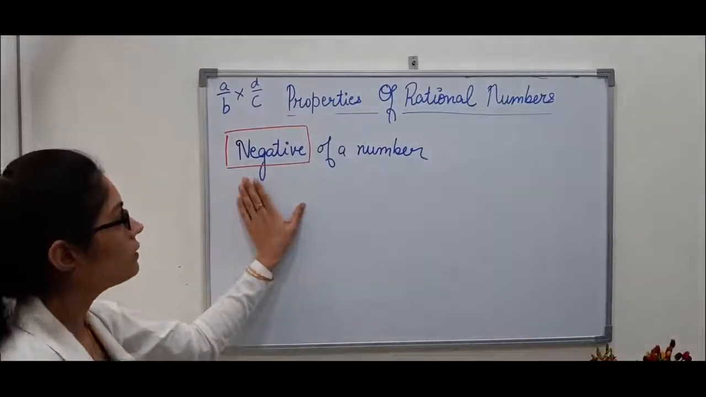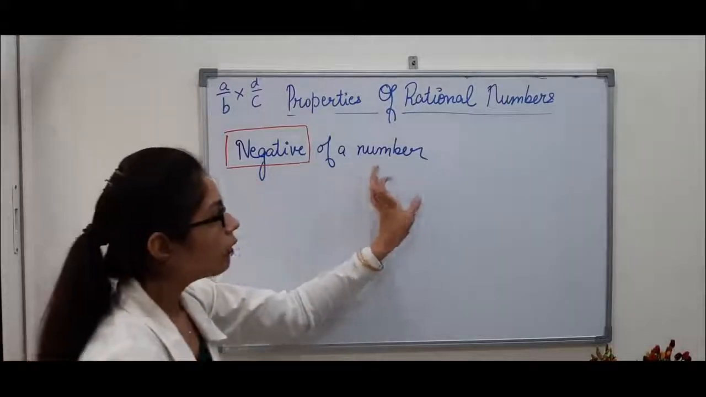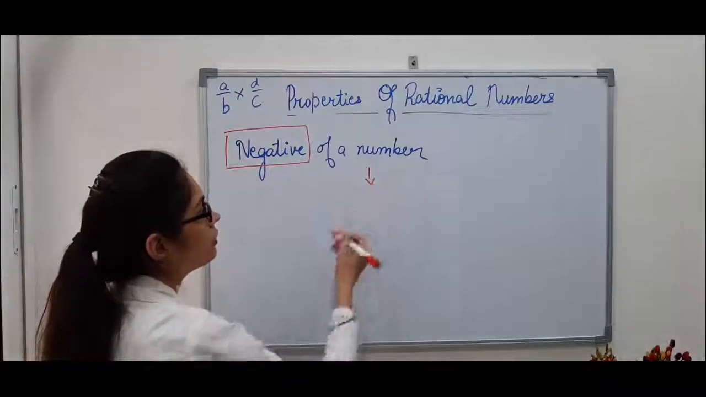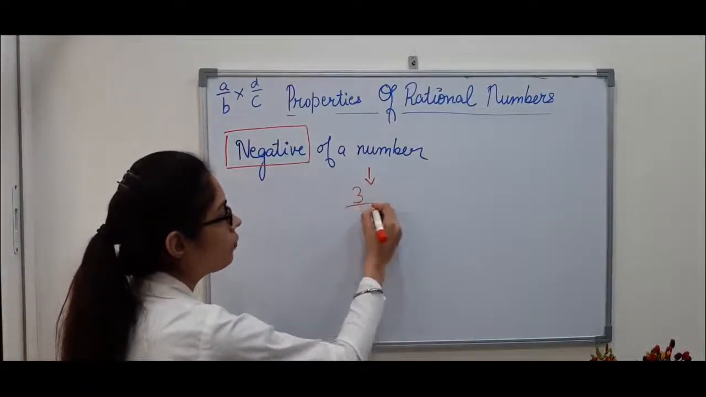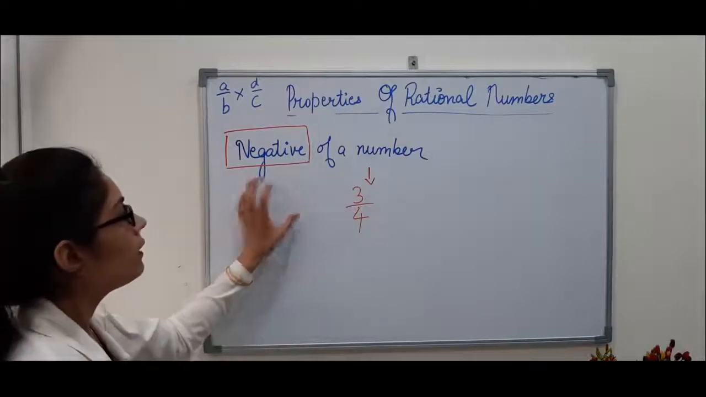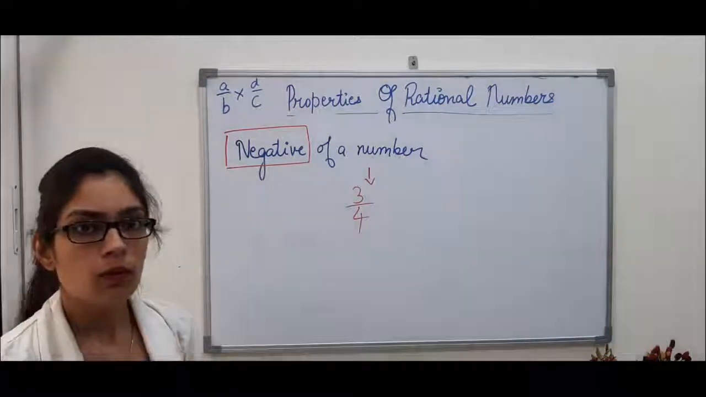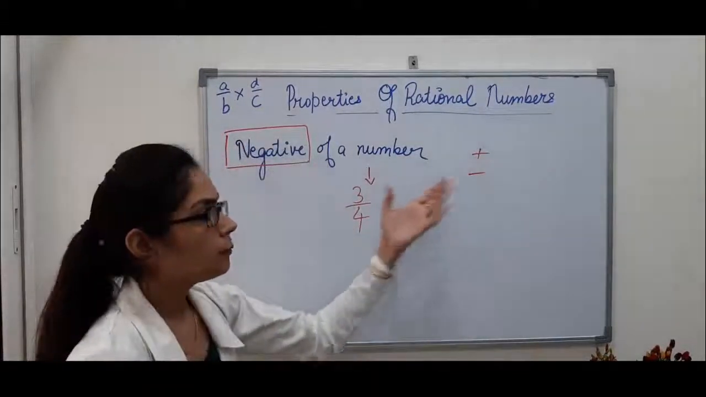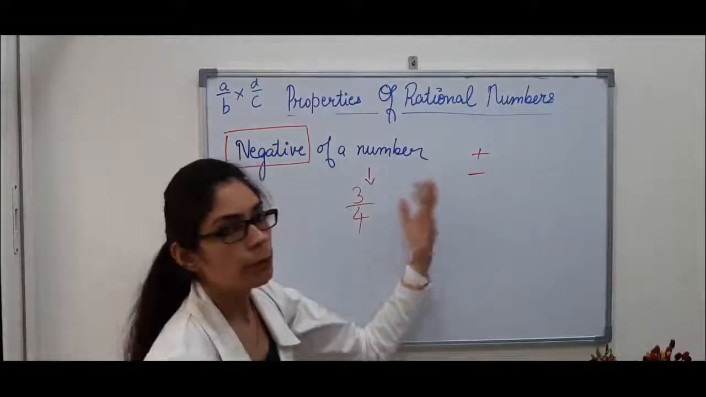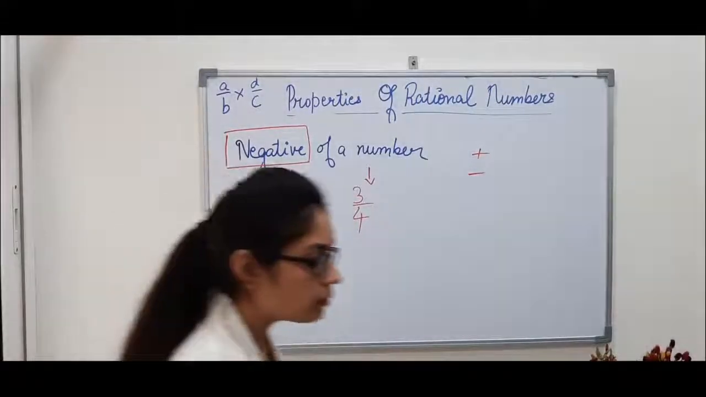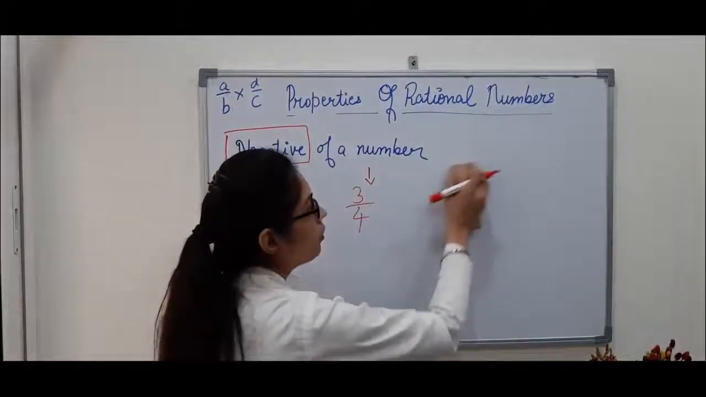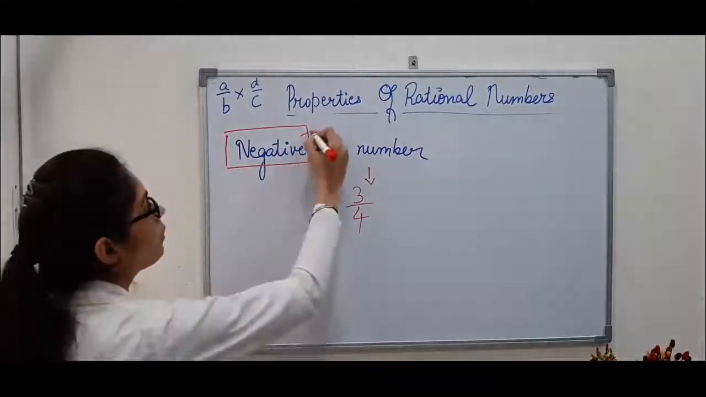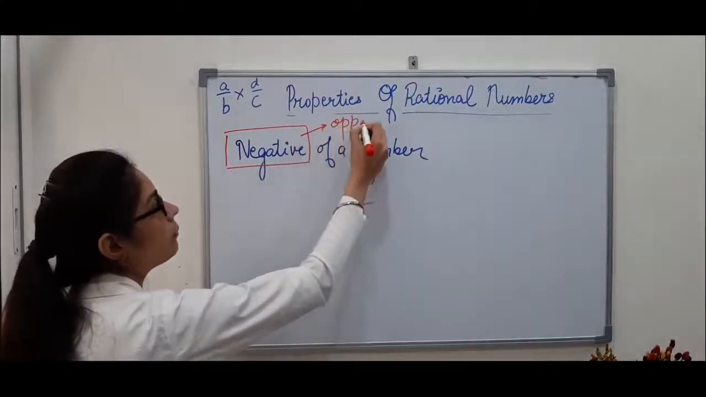Now let's try to understand the last property of rational numbers. Now we have to understand the negative of a number. Whenever we are talking about a number, we are talking about a rational number. So this is my rational number, I will assume 3 by 4. So, the negative of a number. You all know positive means plus and negative means minus. But here, we will take the negative as the opposite of a number. If it's plus, we will take minus. If it is minus, we will take plus. Negative means opposite in the case of rational numbers.